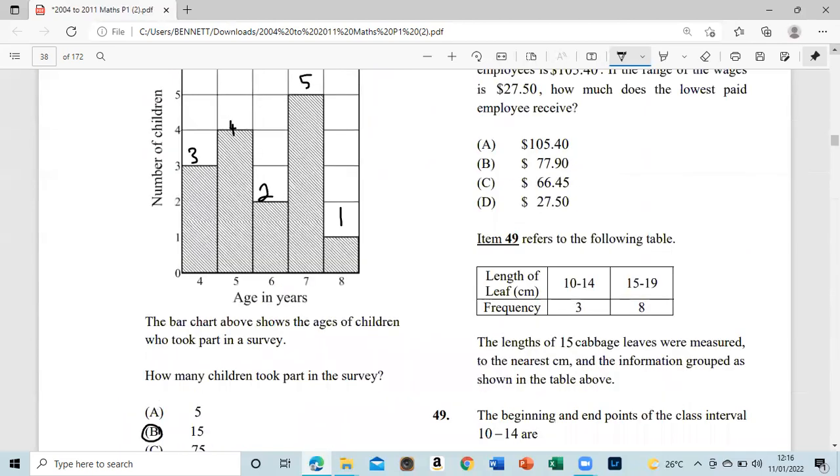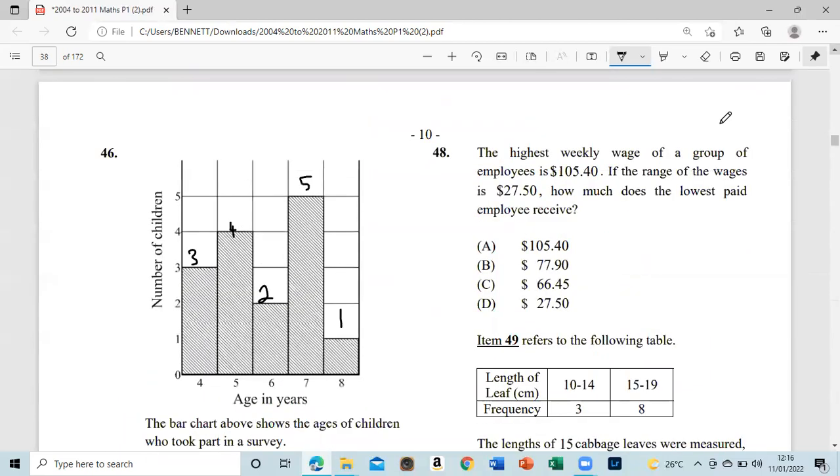48. The highest weekly wage of a group of employees is 105.4. If the range of the wages is 27.50, how much does the lowest paid wage receive? So think about it. What's the range? The range is the highest value subtract the smallest.